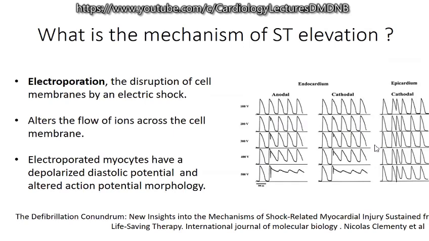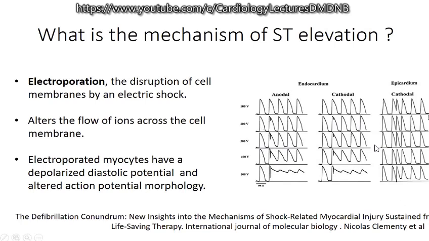It can be explained by the phenomenon of electroporation. Because after an electric shock, what happens is the region that receives the shock maximum, there is a temporary disruption of cell membranes that alters the flow of ions across the cell membranes. So there is a set of myocardium with electroporated myocytes that have a depolarized diastolic potential, and another set of myocytes that have a completely normal potential. So this dispersion leads to the ST elevation.